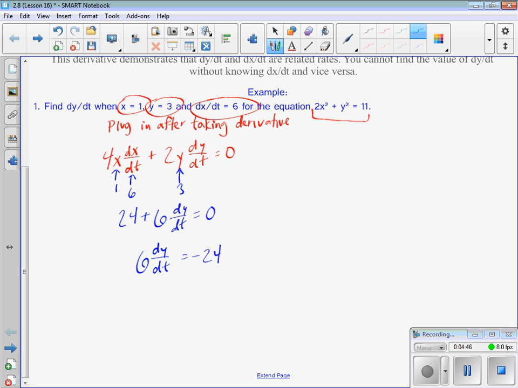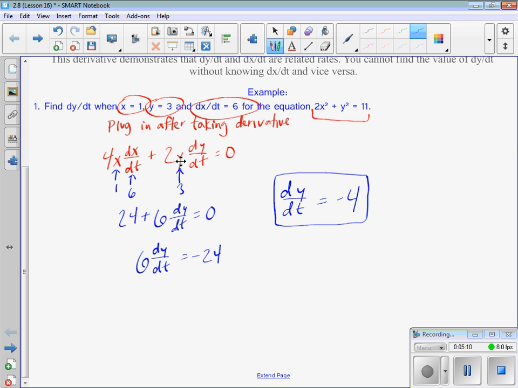And then divide by 6, so I get my dy dt as what? Okay, so questions on that? You can move stuff before you plug it in if you want to. Yeah, and sometimes people do that.